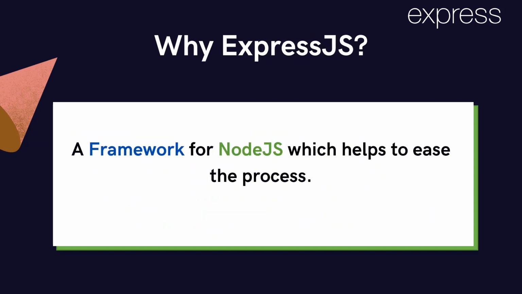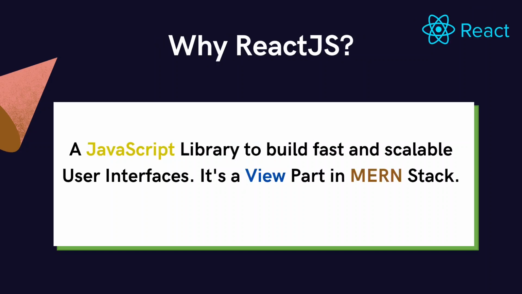And about Express.js, Express.js is the Node.js application framework which helps us to ease the process. Express.js helps in building server-side web applications and APIs, and it is used with Node.js and the database to create a REST API, and then we can send the API request from the front end. And about React.js, we all know that it is a JavaScript library to build fast and scalable user interfaces, and it is the view part in the MERN Stack which helps us to render the graphical layout on the screen.